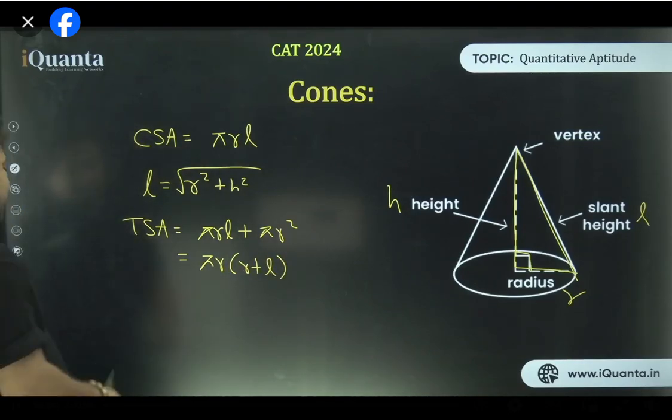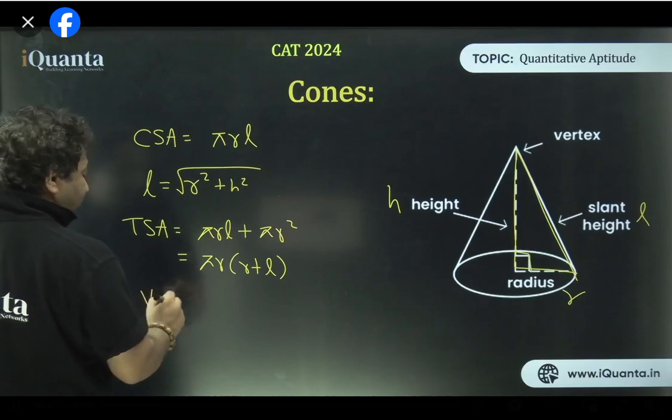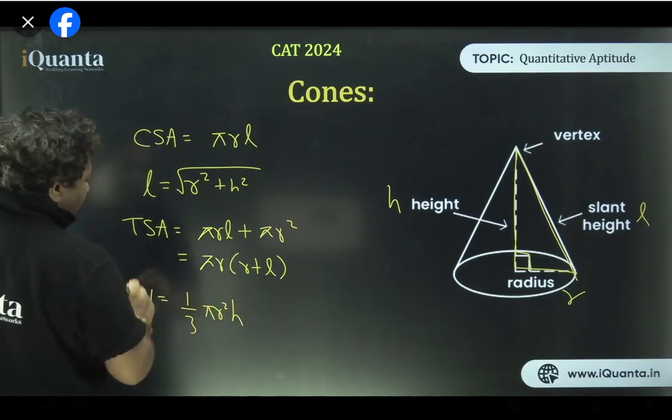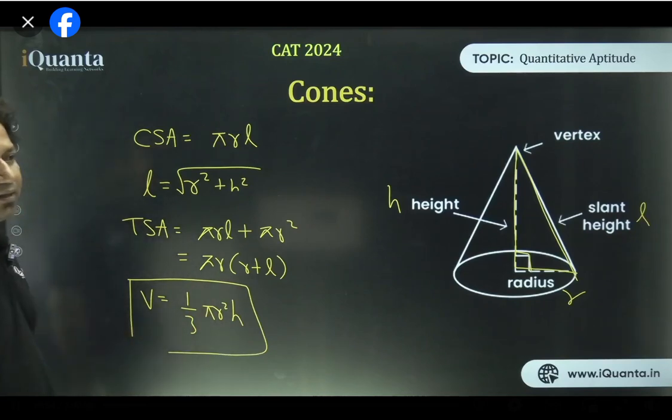Perfect. And the volume of a cone will be 1/3 of the volume of the cylinder. So volume of a cone is 1/3 of that of a cylinder. Okay. I hope it is clear to everyone.